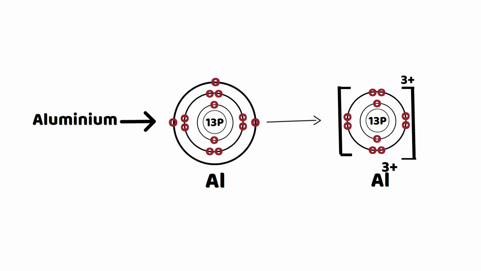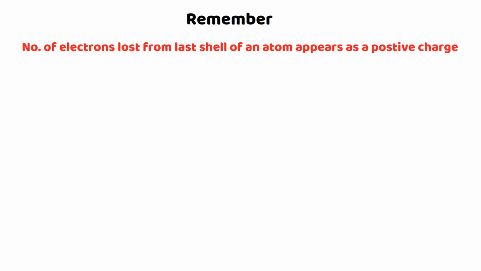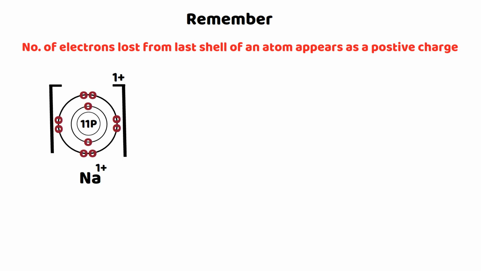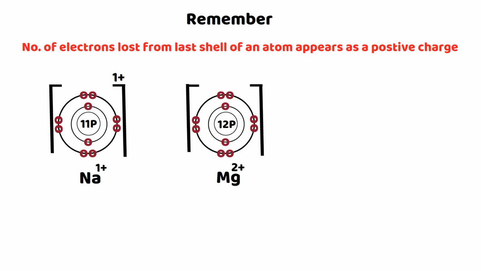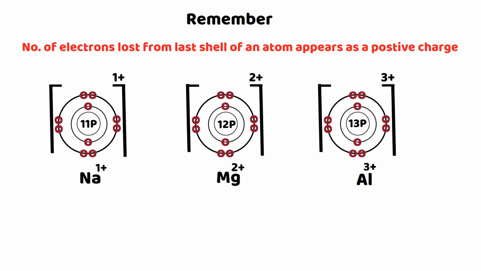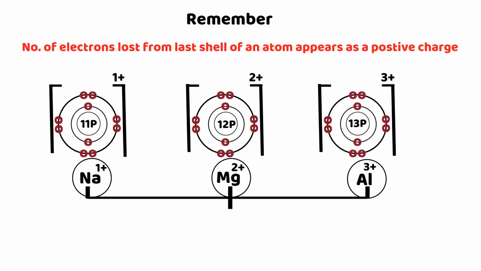Remember, the number of electrons lost from the last shell of an atom appears as a positive charge on an atom. As we saw, sodium carries 1+ charge due to loss of 1 electron. Magnesium carries 2+ charge due to loss of 2 electrons, and aluminium carries 3+ charge due to the loss of 3 electrons. These 3 cations we discussed here, that is sodium 1+, magnesium 2+, and aluminium 3+, have the same number of electrons. You see, all of them have 10 electrons.